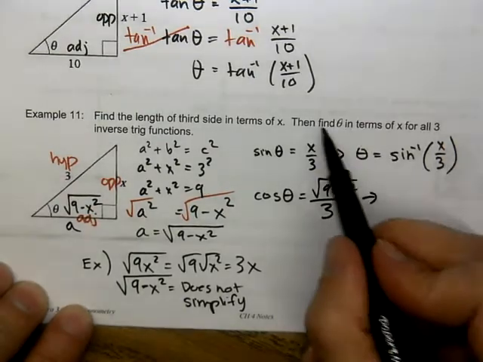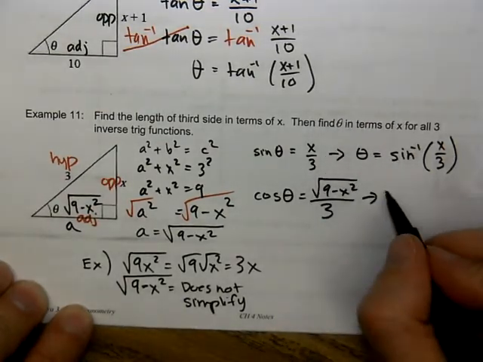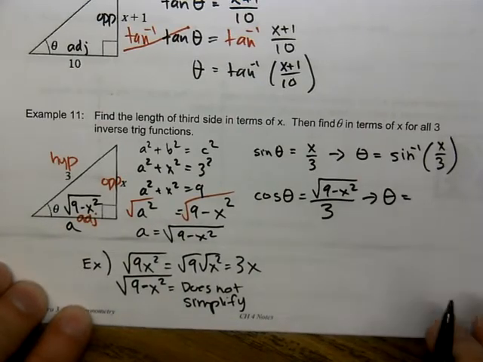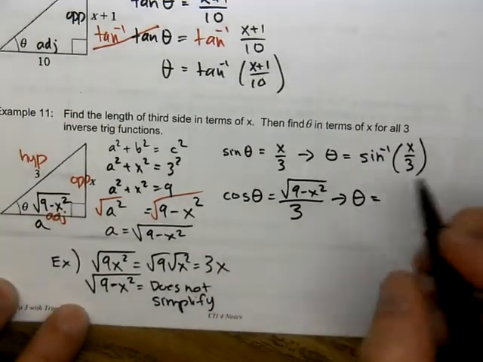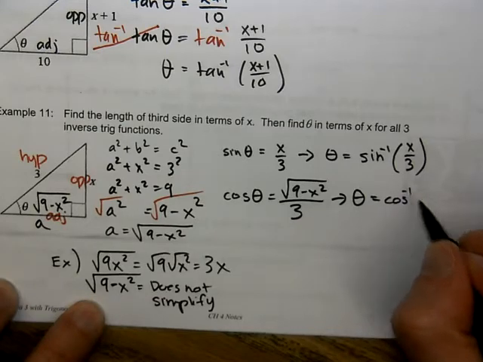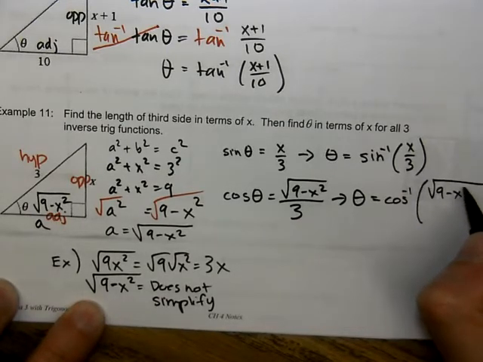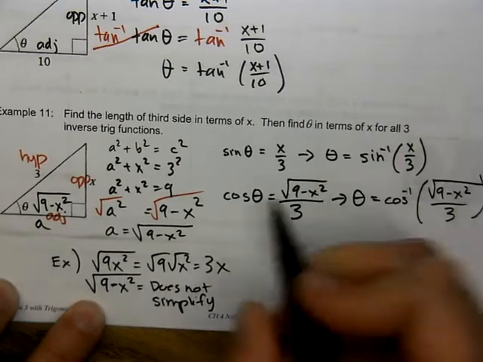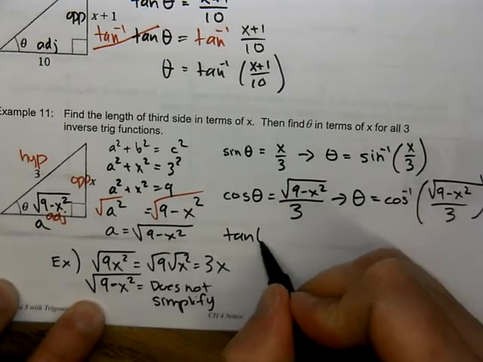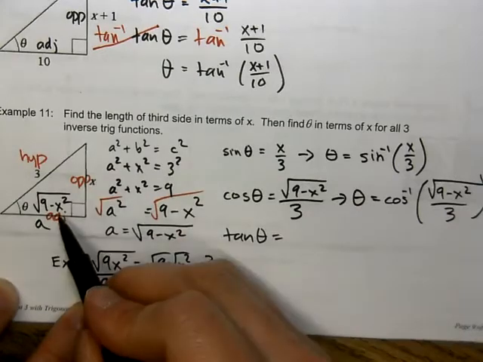Again, we want to format it in this way. So find theta in terms of x. Get theta by itself. Undo cosine with the inverse cosine. And there's your fraction. Lastly, tangent. Tangent is opposite over adjacent.